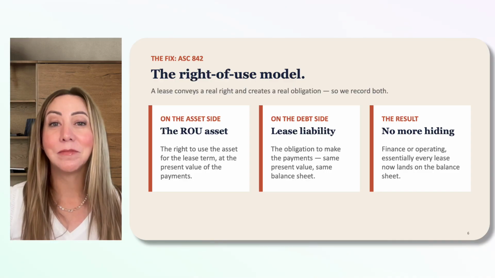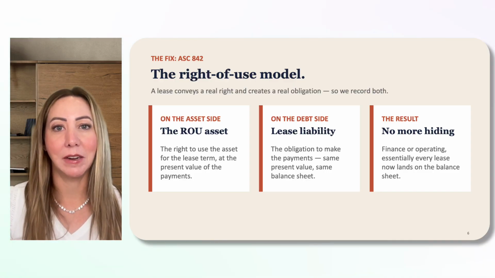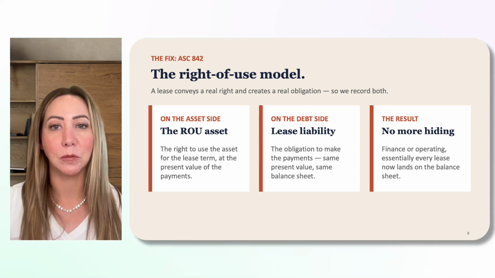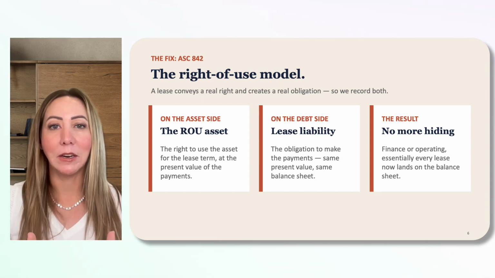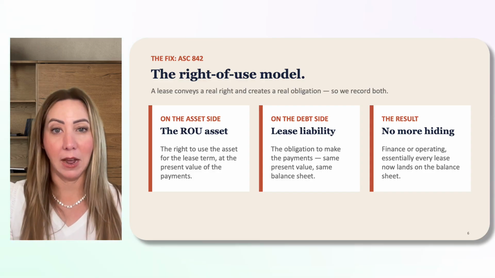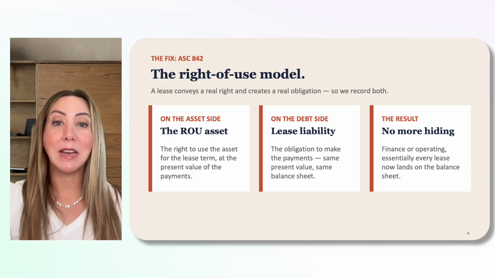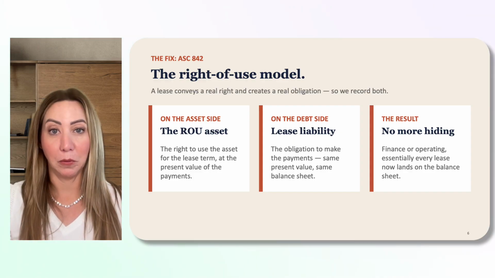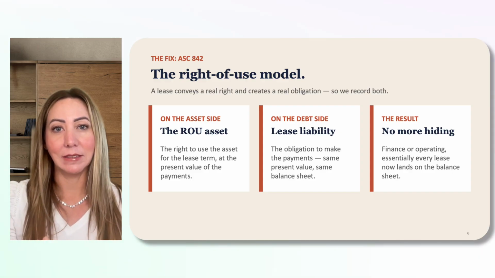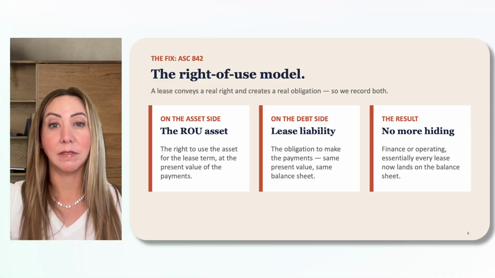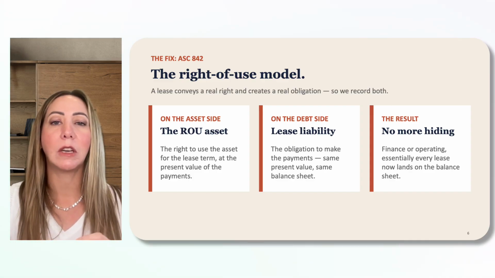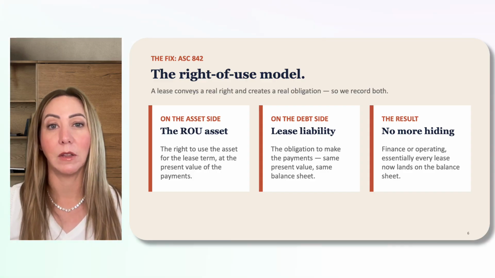It took a really long time, 40 years actually, but the FASB finally rewrote the rules. The current standard is called ASC 842, and it's built on a simple idea called the right of use model. When you sign a lease, you acquire something real, the right to use an asset for a period of time, and you take on something real, an obligation to make payments. So we record both, a right of use asset and a lease liability, each measured at the present value of the lease payments. And here's the key change. This applies to essentially all leases, not just the ones that look like purchases.